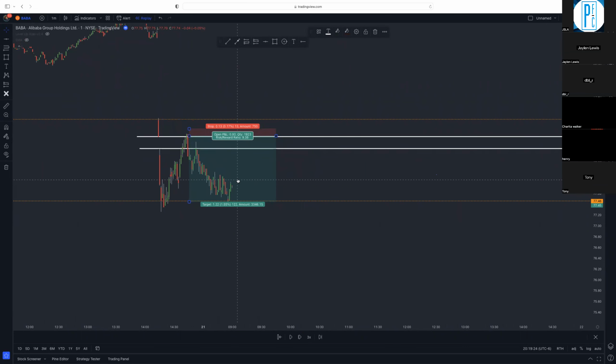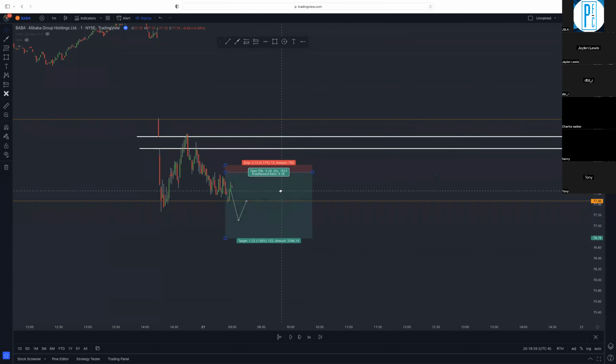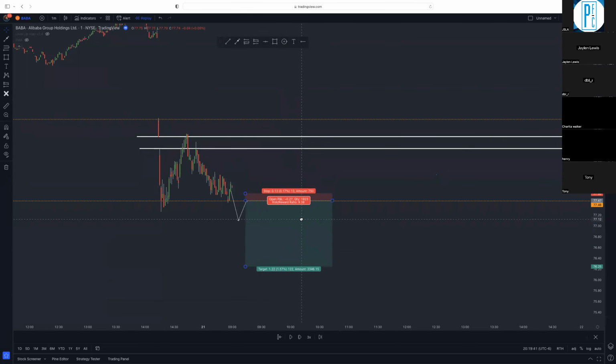Now, since we're at that level, if we want to take puts again, we're now looking for us to break these lows, retest these lows, and then we enter again right there. And now our risk to reward box is going to look like this, right? So now we're looking for a breakdown. We don't just take puts just because it's at a level.